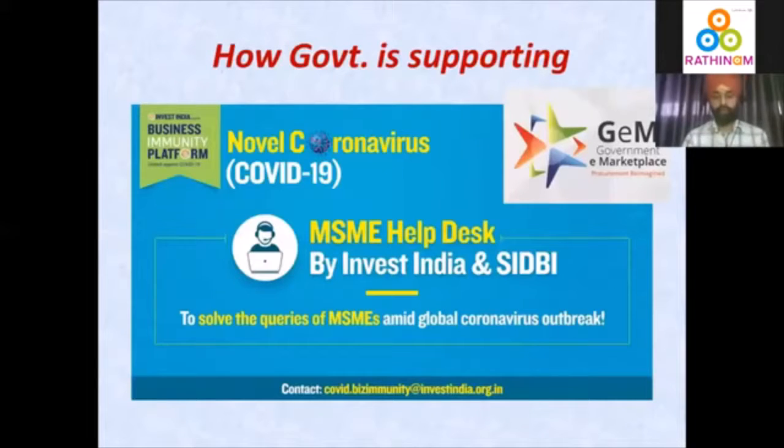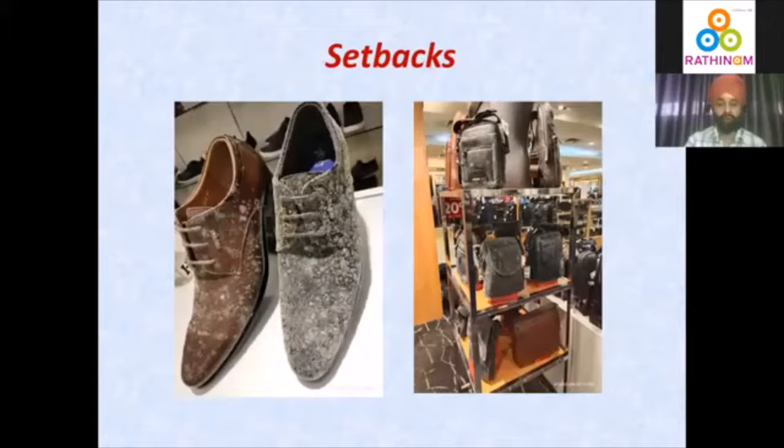What has the government done? Well, we find that the government is doing a lot to boost and support. You have the business immunity platform, the MSME help desk, we have Invest India, we have SIDBI, we have funding, we have mandated government buying up to 200 crore from MSMEs, the government marketplace for all procurements. And this is something that we all need to cash in on and ensure that the government is made aware that the citizens are requiring these services, are utilizing these services, and ensure that it goes a long way.